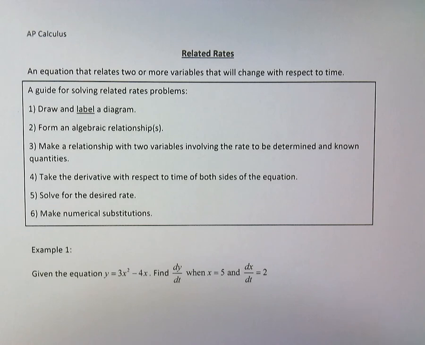Make a relationship with the two variables involving the rate to be determined. So you're looking for the derivative with respect to time for both sides of the equation. Solve for the desired rate and make numerical substitutions.